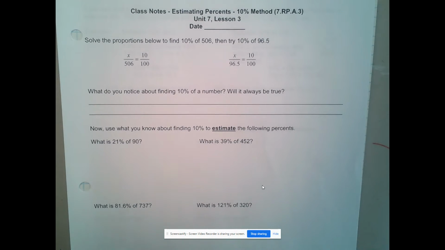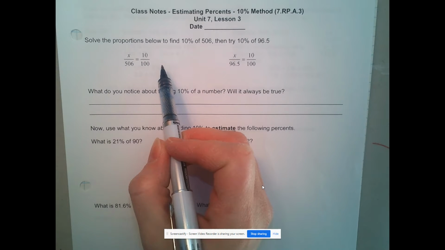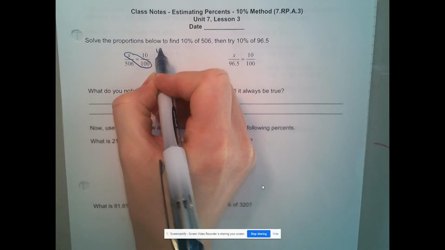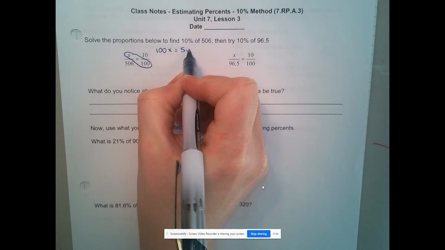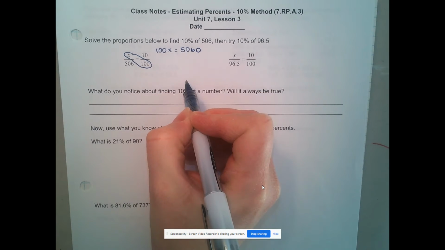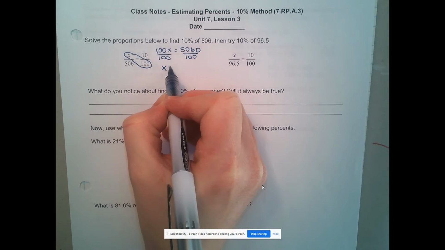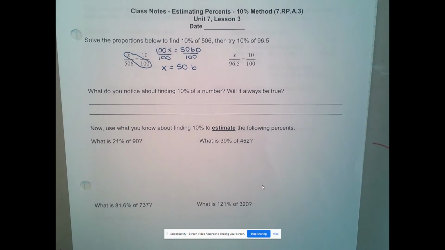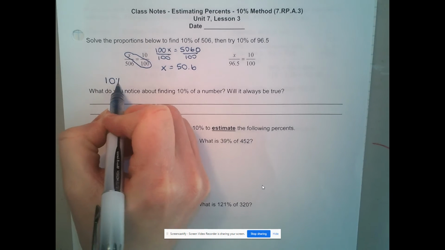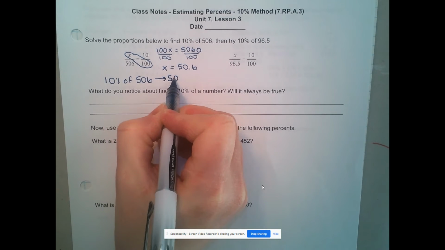Solve the proportions below to find 10% of 506. Then try 10% of 96.5. So if we start off our proportion 100 times x equals 506 times 10, we would know that 506 times 10 is 5,060. We would divide both sides by 100, and we would get x equals 50.6. So what we want you to notice is that 10% of 506 is 50.6.